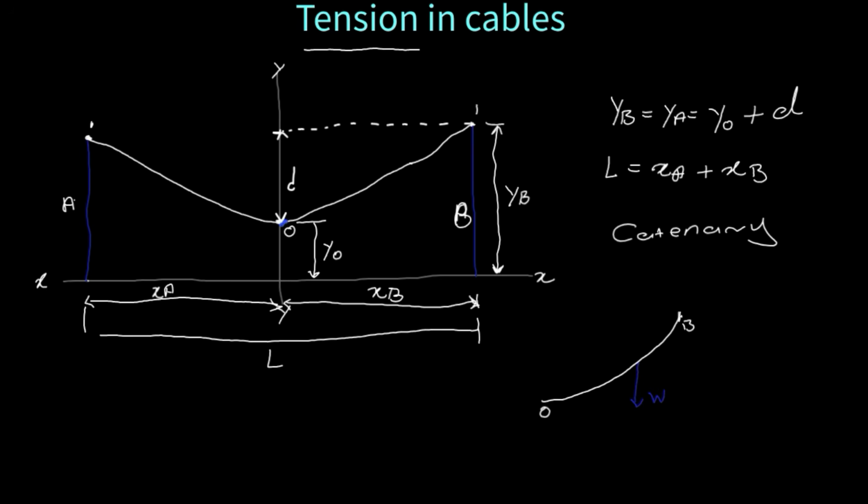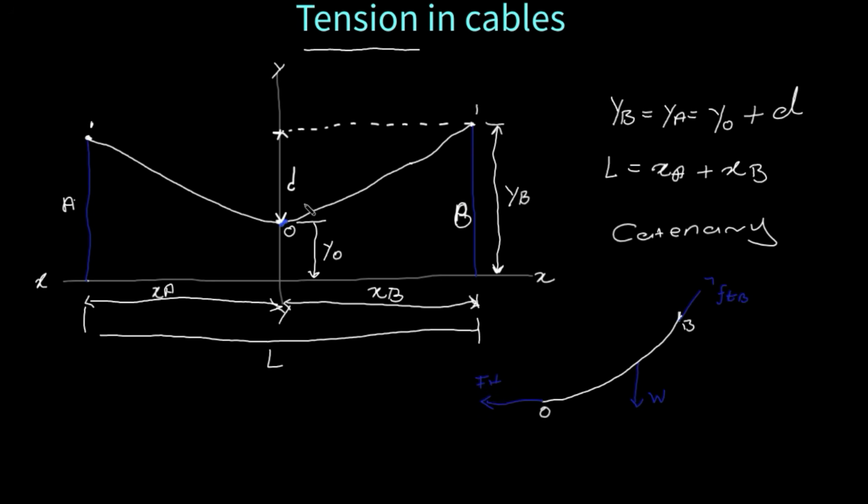Weight is going down. And then we are going to have a tension pulling up like this, which is Ft. It's going to be Ftb in this case because we are dealing with the B side. If we were on the A side, it was going to be Fta. So don't get confused. And then we have a horizontal component here, or a horizontal tension, which is Fh.